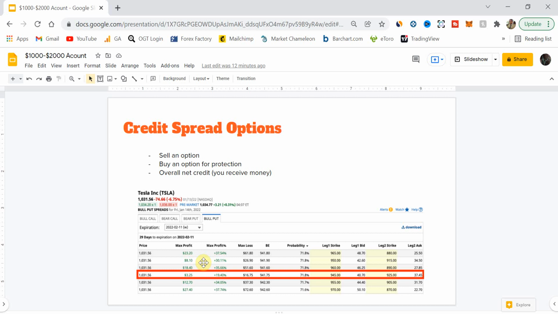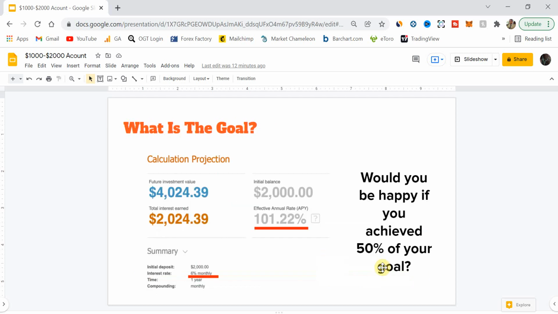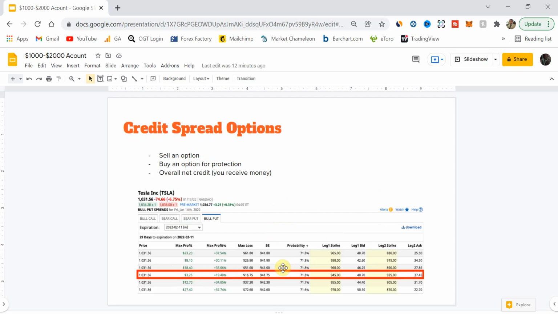Now, what is my risk? How much am I putting up doing this? Your risk is the difference in the width of the two strikes. So 945 minus 925 is $20, and we times that by 100 because we're talking about 100 shares, so that is $2,000. So again, we're using the example we showed here of a $2,000 account. So you're investing $2,000 in this trade to receive $325.